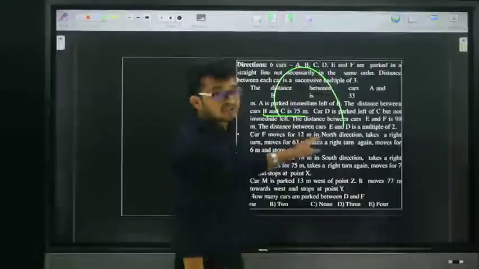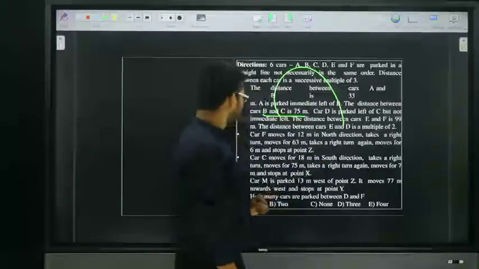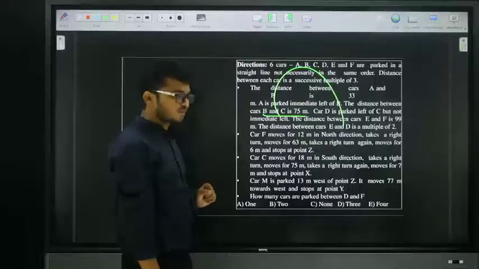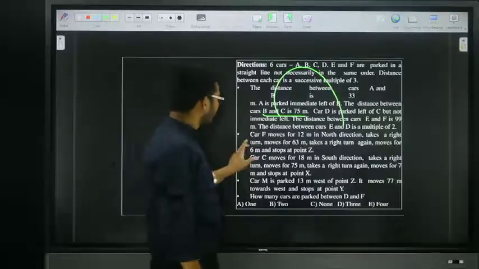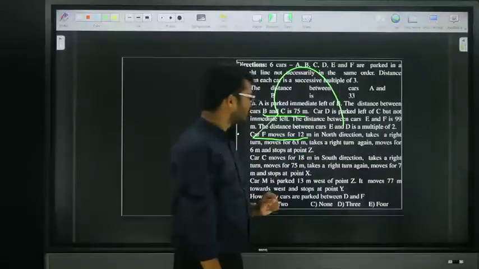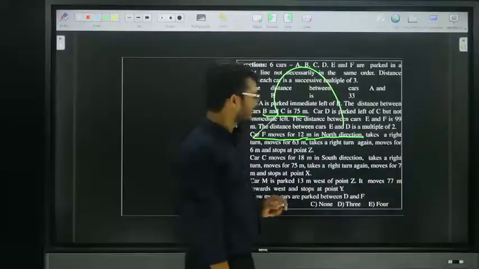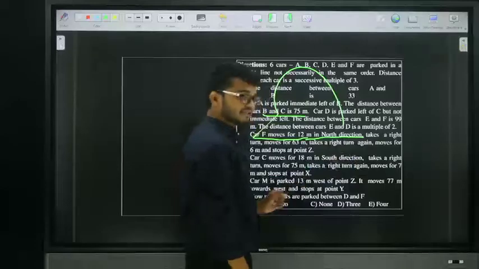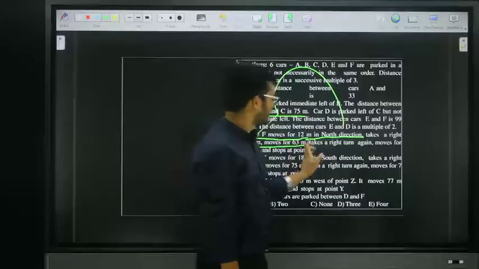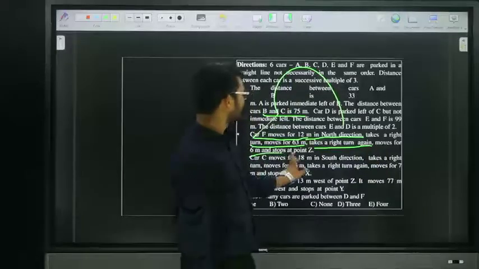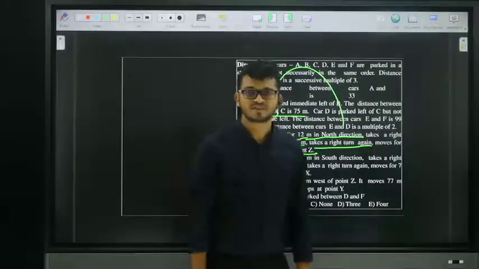Now, after that, every car is moving. Car F moves 12 meters in the north direction, takes a right turn, moves 63 meter, takes a right turn again, moves 6 meter and stops at point Z.